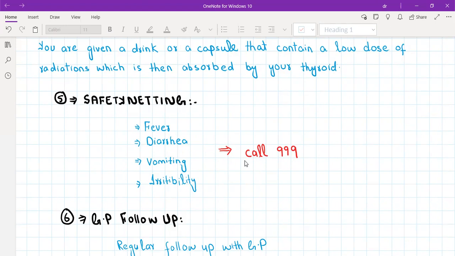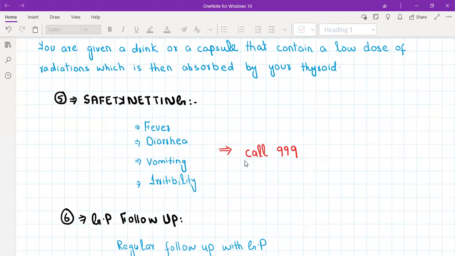So you don't need to verbalize it here, but with carbimazole, one of the side effects is agranulocytosis. Okay, and agranulocytosis is one of the most feared side effects, and it can be potentially life-threatening. So when we give carbimazole to the patient, we also safety net them about any sign of infection, any sore throat.